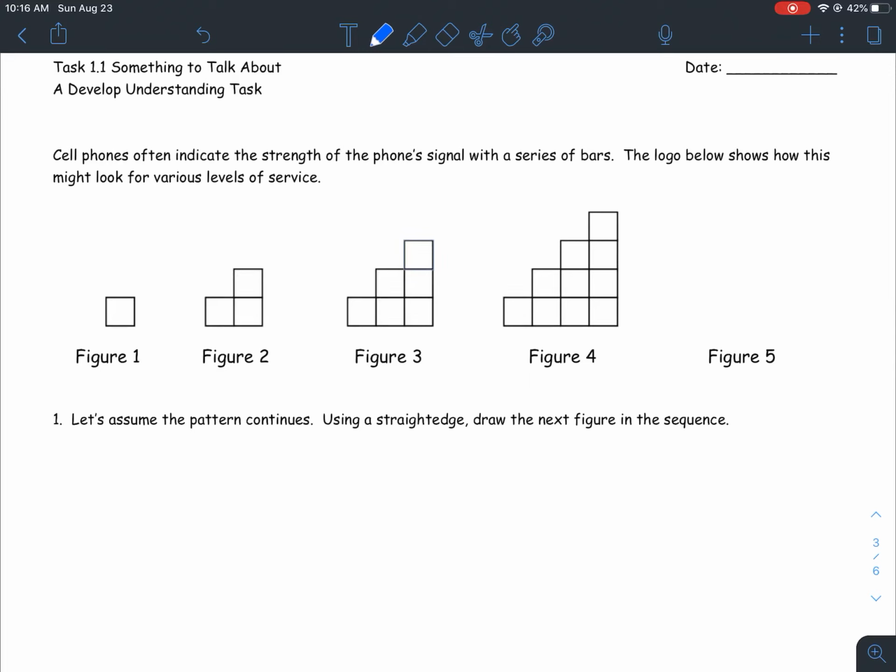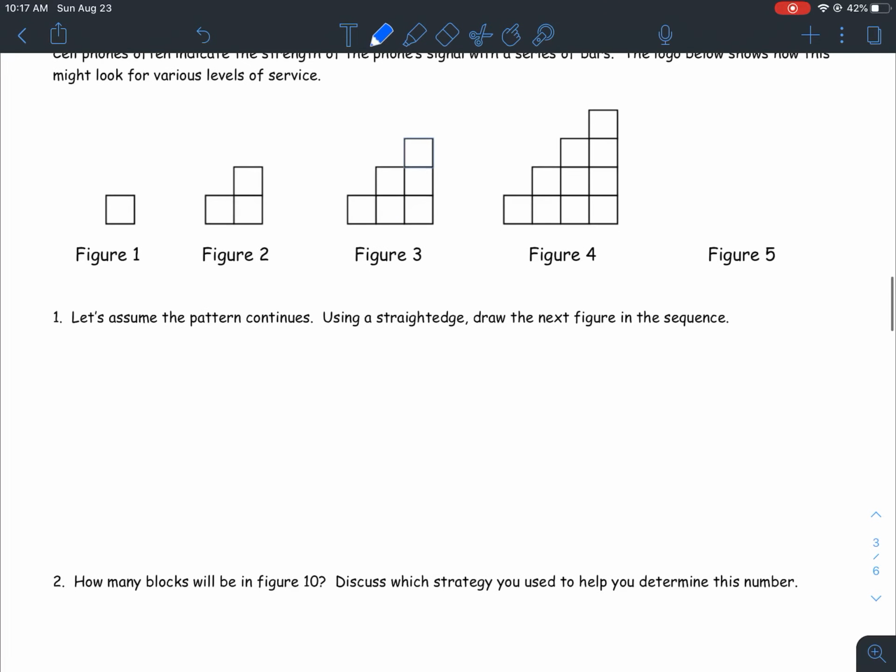So it says cell phones often indicate the strength of their phone signal with a series of bars. The logo below shows how this might look for various levels of service. I'm sure y'all can look at your cell phones and you'll see those little bars. They go up. It shows you the strength of your signal. So it says, let's assume the pattern continues. Use a straight edge, draw the next figure in the sequence.